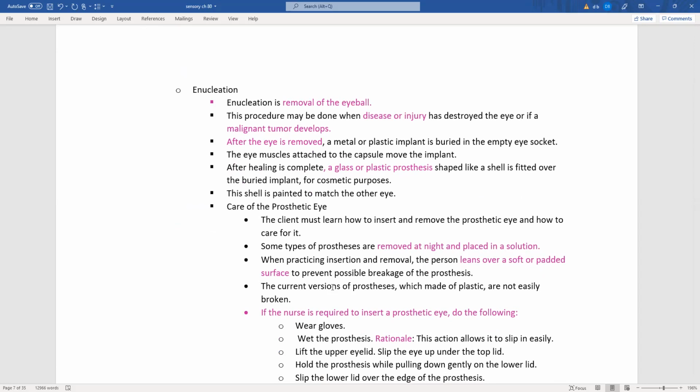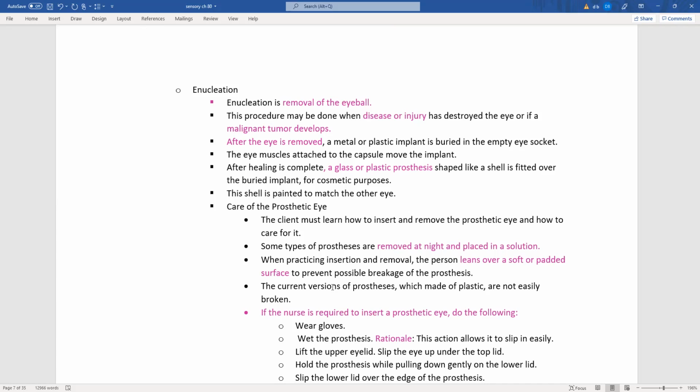This procedure may be done when disease or injury has destroyed the eye or if a malignant tumor develops. After that eye is removed, a metal or plastic implant is going to be buried in the empty eye socket, right?